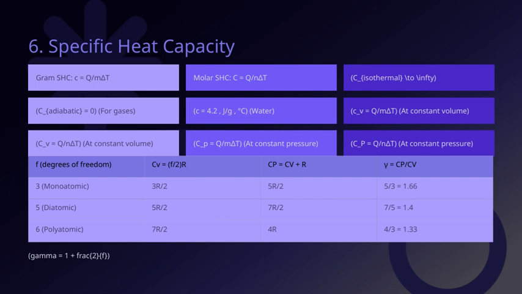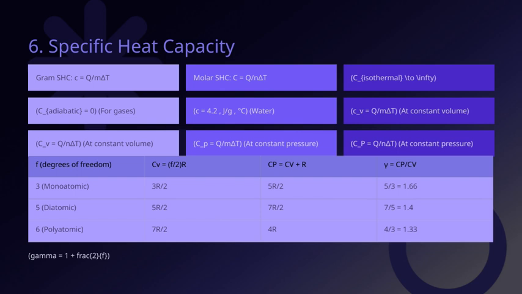Finally, let's look at the table showing how the degrees of freedom, F, influence the heat capacities. For monoatomic gases with 3 degrees of freedom, Cv is 3/2 R and Cp is 5/2 R, leading to a gamma of 5/3 or about 1.66. For diatomic gases with 5 degrees of freedom, Cv is 5/2 R, Cp is 7/2 R, and gamma drops to 7/5 or 1.4. And for polyatomic gases with 6 degrees of freedom, the ratios are slightly different again. Understanding these relationships helps us grasp how different gases store and transfer heat, which is fundamental in thermodynamics and various engineering applications.